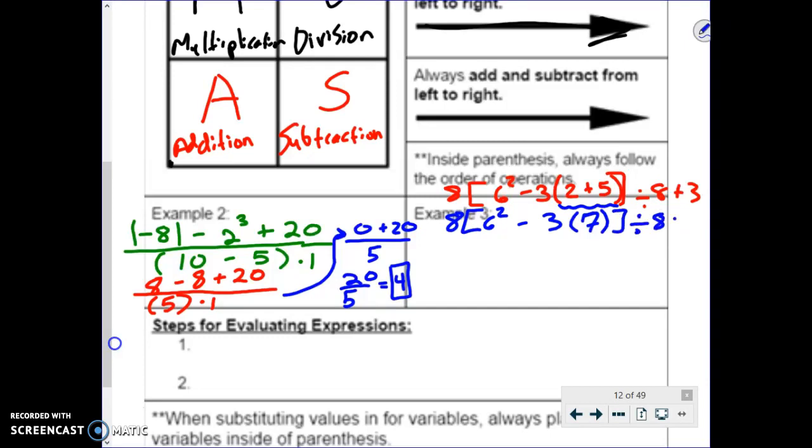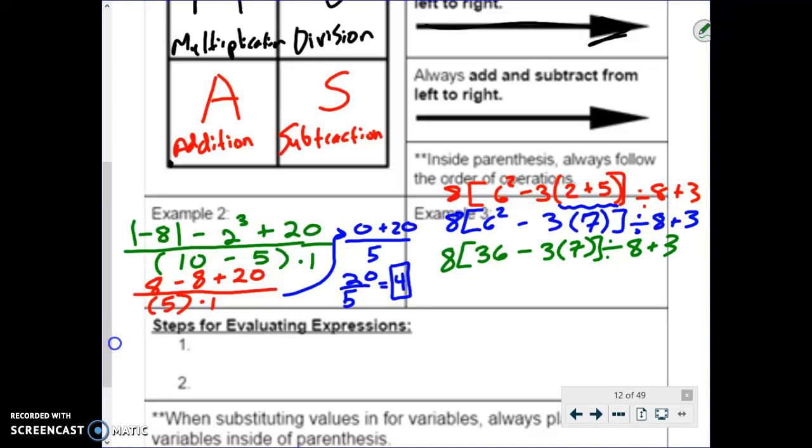Model good habits for my students. So after that, I'm going to do 3 times 7, which is going to be 21, so I'm going to rewrite everything else here. I actually want to look at this exponent, so 6 squared is going to be 36. After my grouping, I'm going to go to my exponents, and I also have 3 times 7. I'll leave that for now, and we'll do it in the next step.